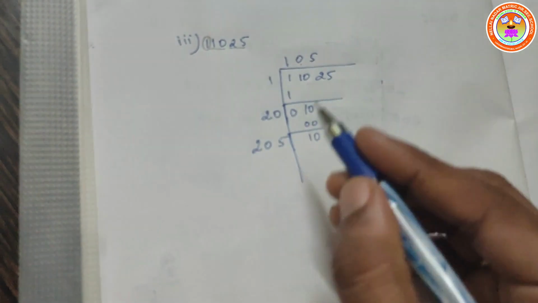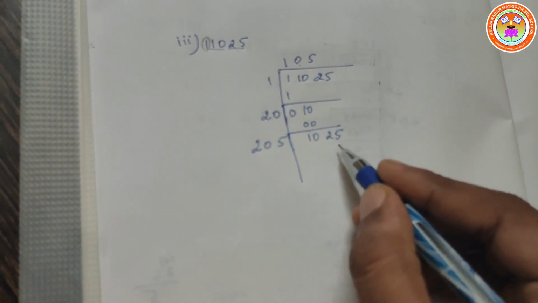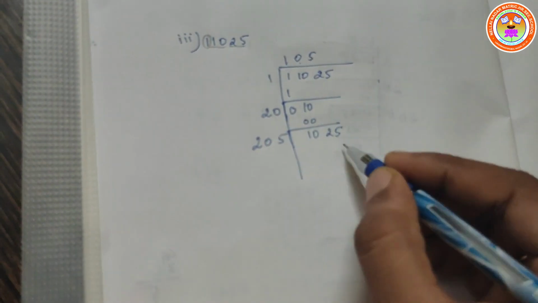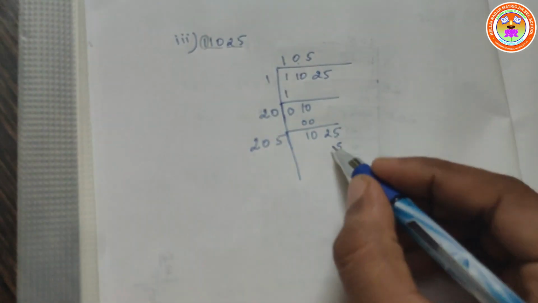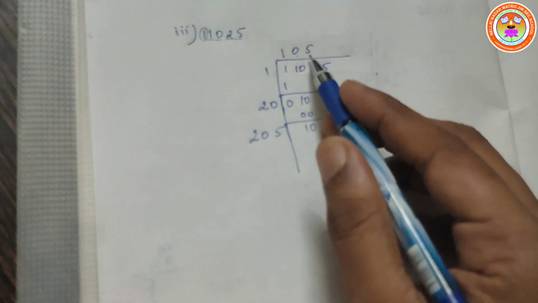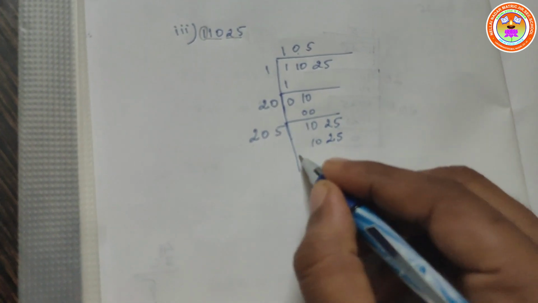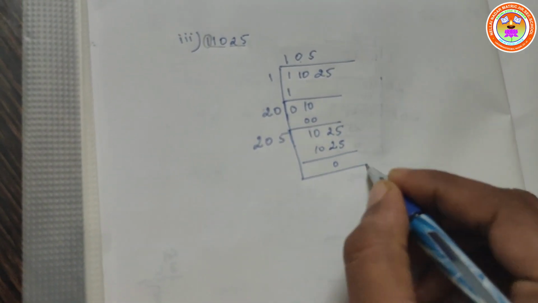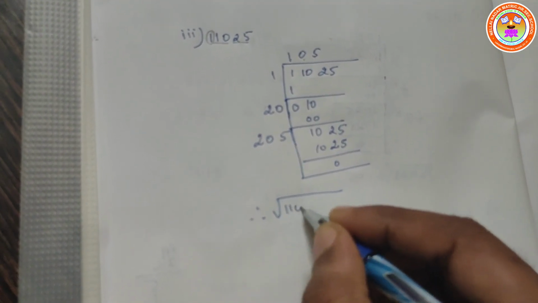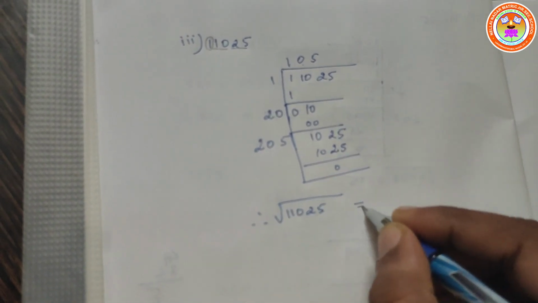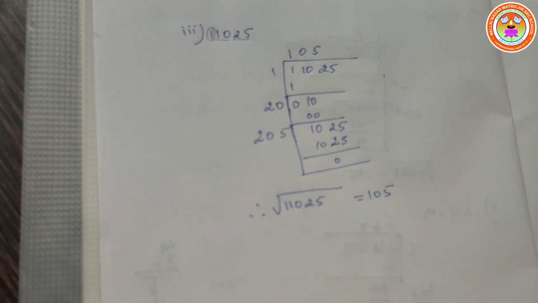If you multiply 5 with 205, you have to get this number. Check it out. 5 5s are 25, remainder 2. 5 zeros are 0, 0 plus 2 is 2. 5 2s are 10. So we got the same number. So if you subtract it, you will get 0. Therefore the square root of 11,025 is equal to 105.